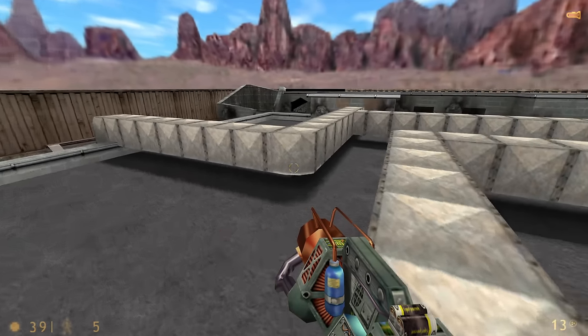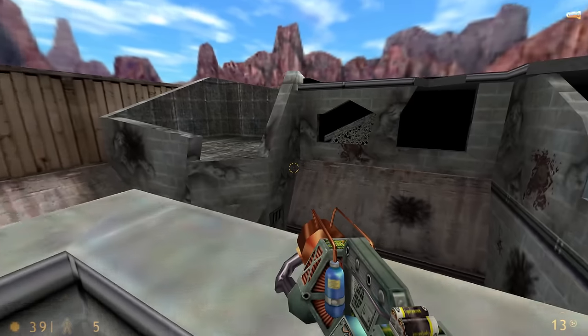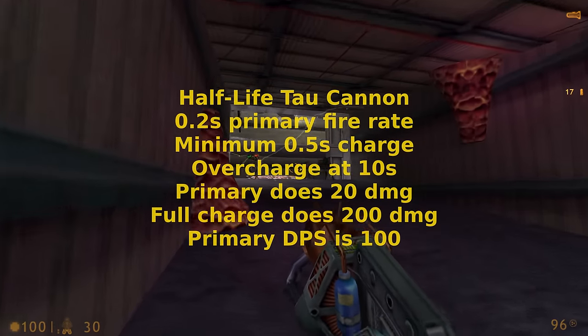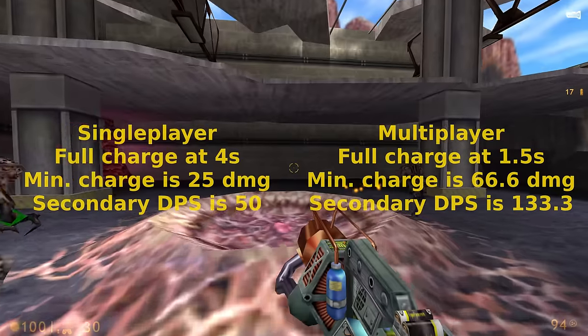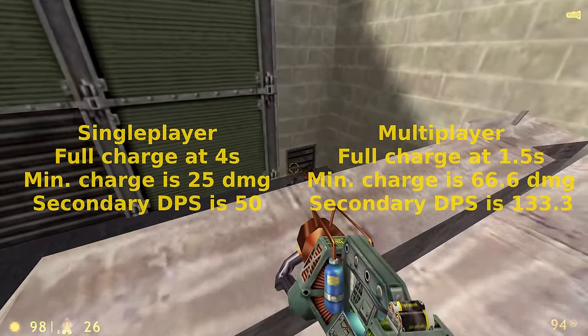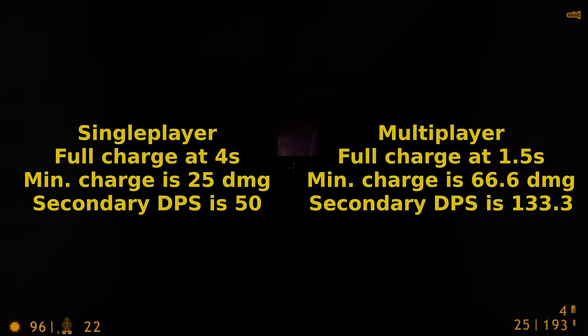X is the duration of the charge, and Y is the maximum charge time. The primary fire interval applies only to the primary fire. You can begin charging immediately after firing a primary shot, and either mode can be used immediately after firing a secondary shot. The damage per second of the primary fire is 100. No matter how long you charge it for, and assuming your input timing is optimal, the secondary fire DPS is 50 for single player and 133.3 repeating in multiplayer.